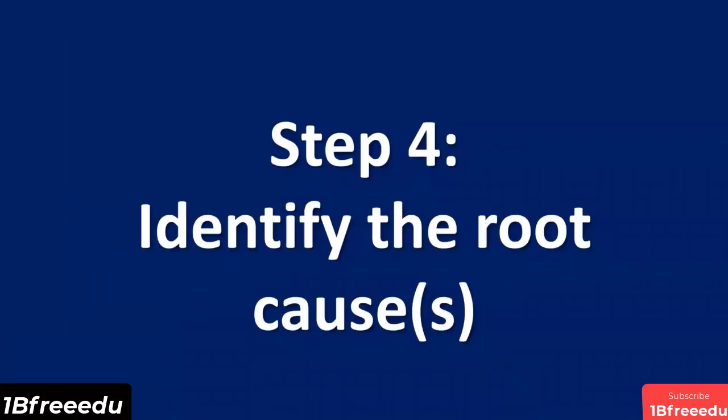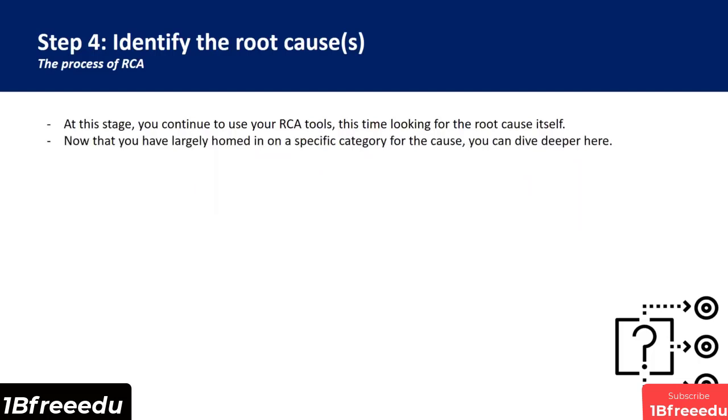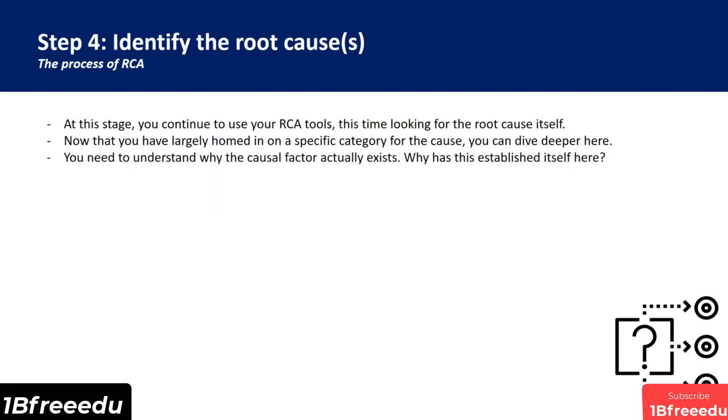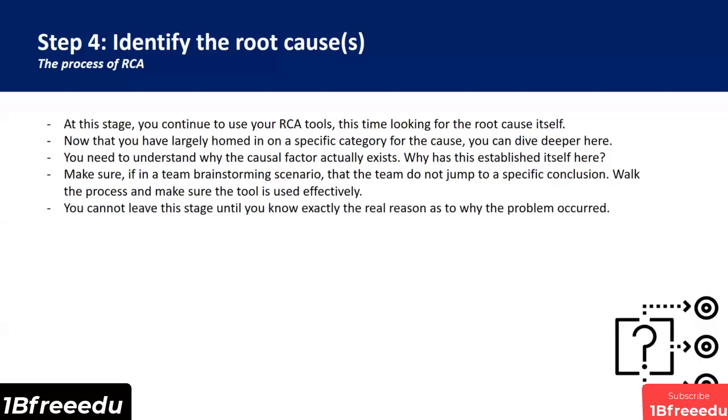Step 4, identify the root causes. So at this stage, you continue to use your RCA tools, this time looking for the root cause itself. So now that you've largely homed in on a specific category for the cause, it's time to dive in deeper. You need to understand why the causal factor actually exists. Why has this established itself here? Make sure, if in a team brainstorming scenario, that the team do not jump to a specific conclusion. Walk the process and make sure that the tool is used effectively. You cannot leave the stage until you know exactly the real reason as to why the problem has occurred.